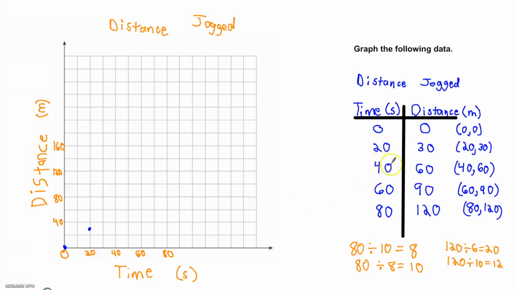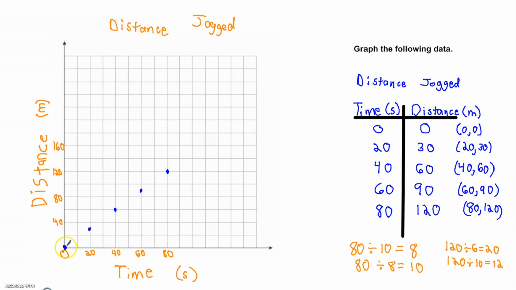And then here we're going to go right 40 and then up 60. Right 40, up 60, and 60 is right about here. And then here we're going to go right 60 and then up 90. Right 60, up 90. Okay, so 90 is going to be, let's see, right about here, halfway between 80 and 100. And then 80 to the right, 120 up. It makes a pretty nice line right there.